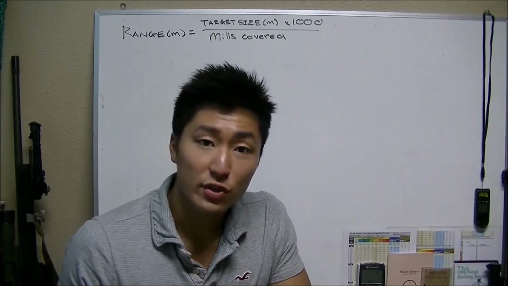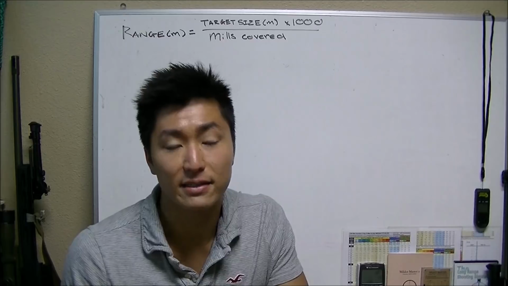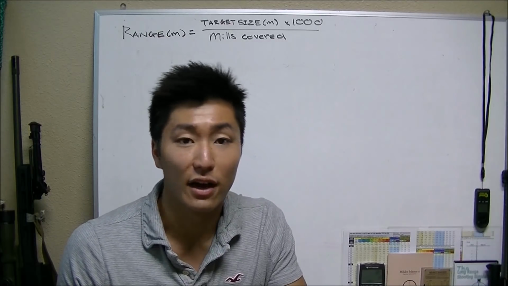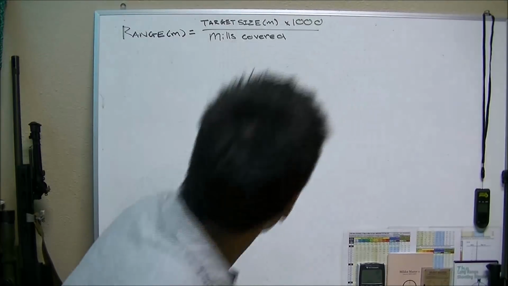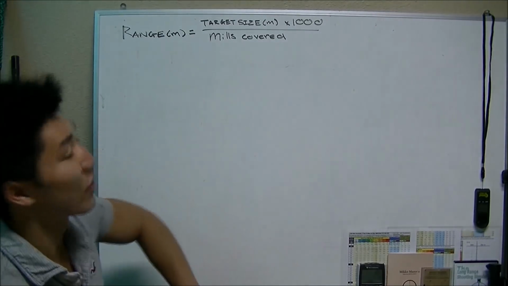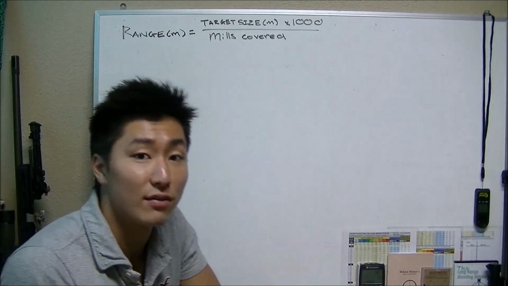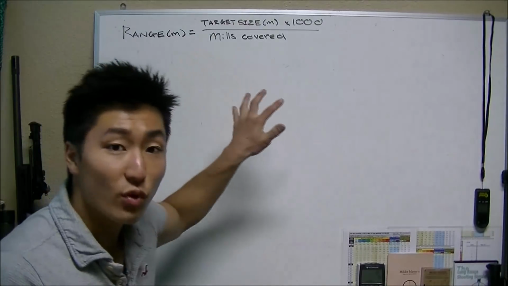So I'm sure a lot of shooters have already heard the terms minutes of angle, mils, milliradians, MOA, etc. It's basically just an angular measurement, a unit of angle. And from that we have equations such as range in meters equals target size in meters multiplied by 1000 over mils covered. So this video goes through how we could use this formula.